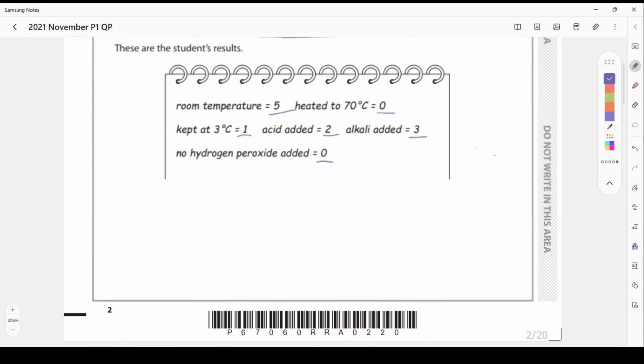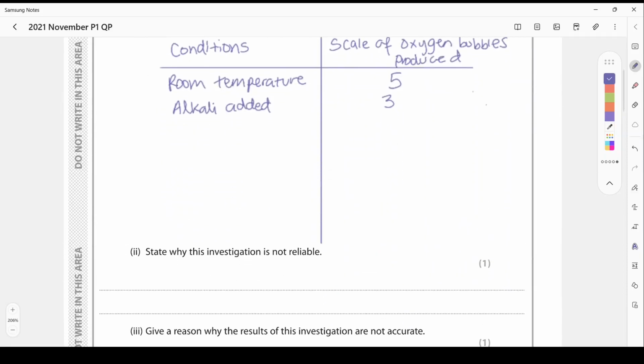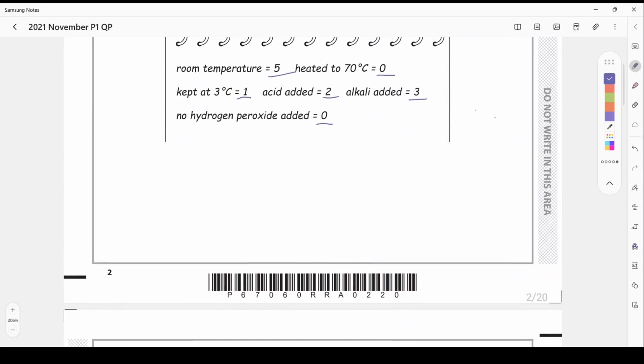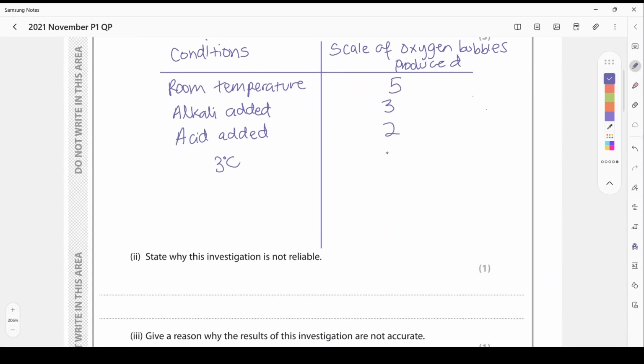And the next part is acid added. So that's 2. So acid added, and we have 2. And the next part is kept at 3 degrees, and that one was 1. And then we had 70 degrees after that, so that would be 0 because it's denatured.